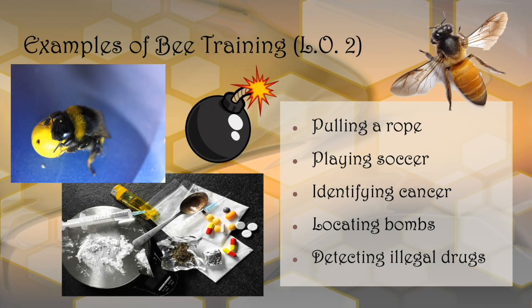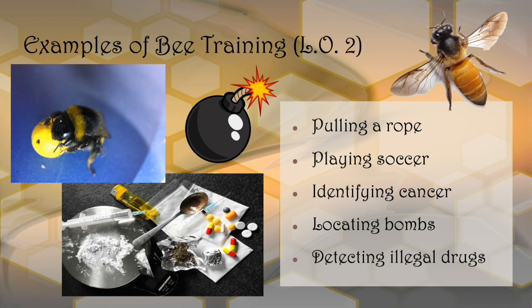Moving forward to our second learning objective, we're going to look at several different things that bees have been trained to do. Starting with a relatively simple task, bees have been trained to pull a string when rewarded with sugar water. What makes this important is that bees wouldn't naturally tug at a string, so it shows that they respond to a reward system and will perform necessary tasks to receive that reward.